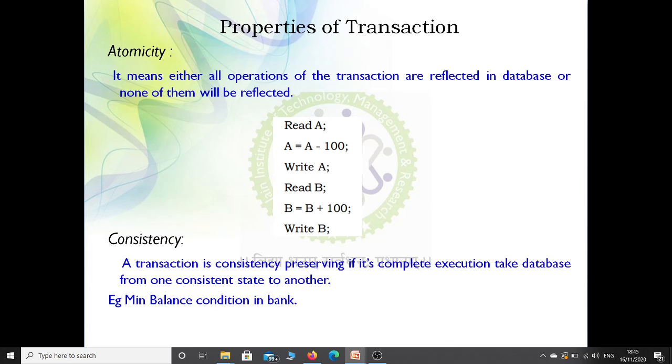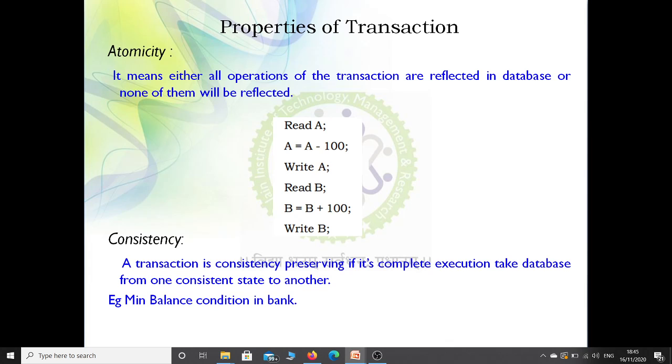So these are the four important properties of a transaction which ensure that your transaction will execute in a proper manner. This is very, very important as far as banking is concerned. And transaction is not a term related only to banking, but it is related to other domains also.